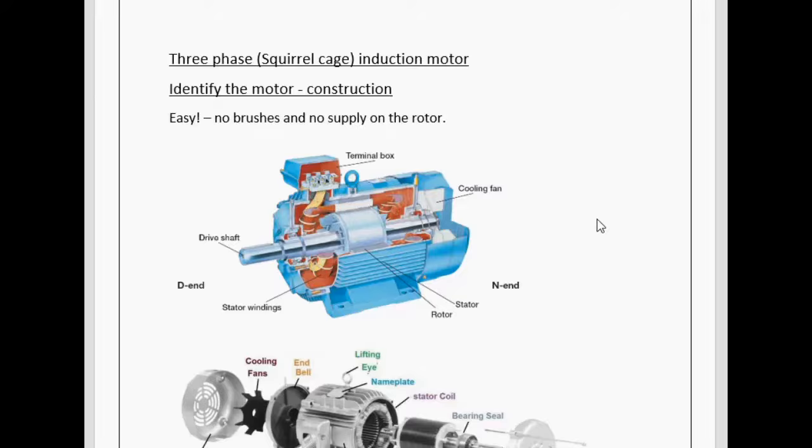The benefit and advantage of it is that it doesn't explode. It can't lead to explosions, because let's say there are combustible gases in a certain area. This motor doesn't have brushes, so there's no sparking, and therefore it can be used safely in industry.